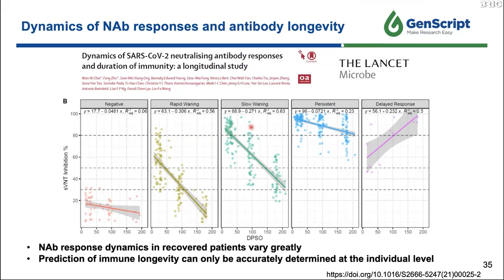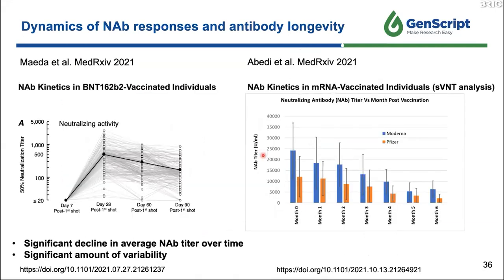And we also have a luckier group, which is the slow waning group. And the luckiest group is the persistent group, which means that the speed of decreasing is very slow. And most of them still have a very high neutralizing antibody level after 6 months. So this means that the neutralizing antibody dynamics in recovered patients vary greatly, and the prediction of immune longevity can only be accurately determined at the individual level because of these huge differences we observed. So that one is for recovered patients.